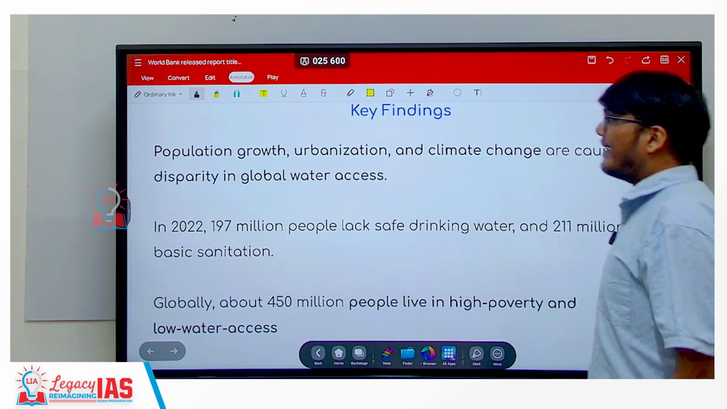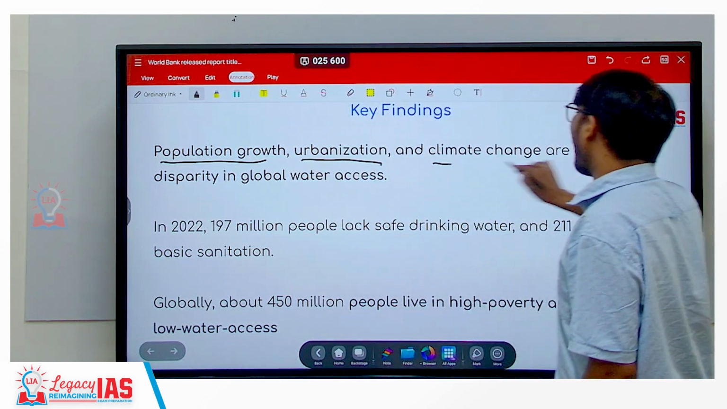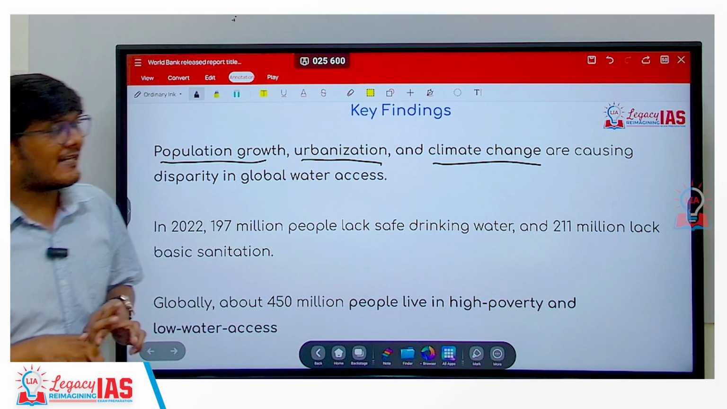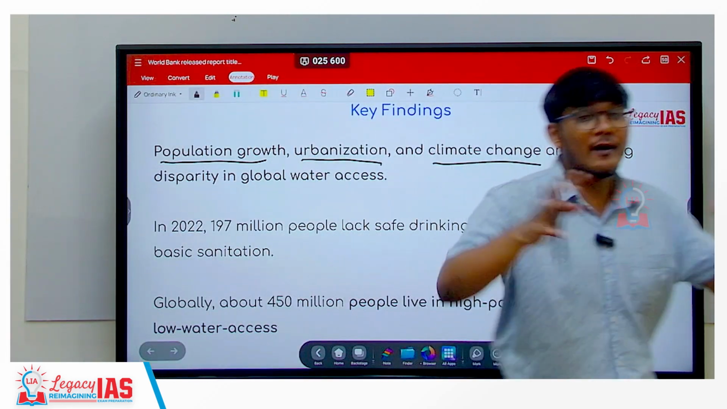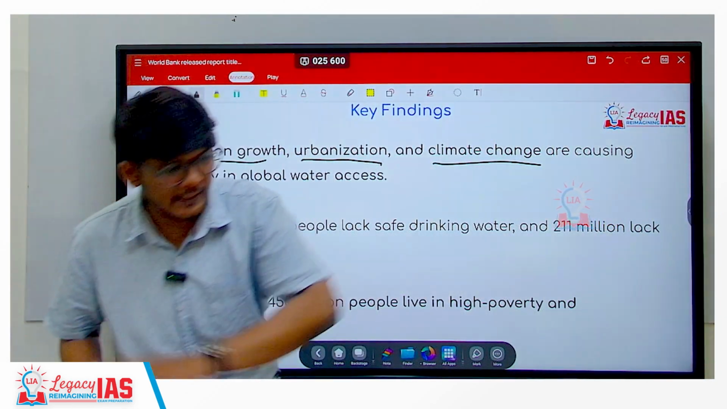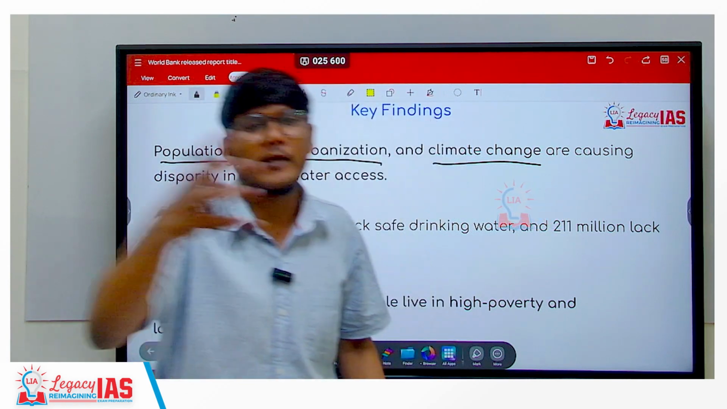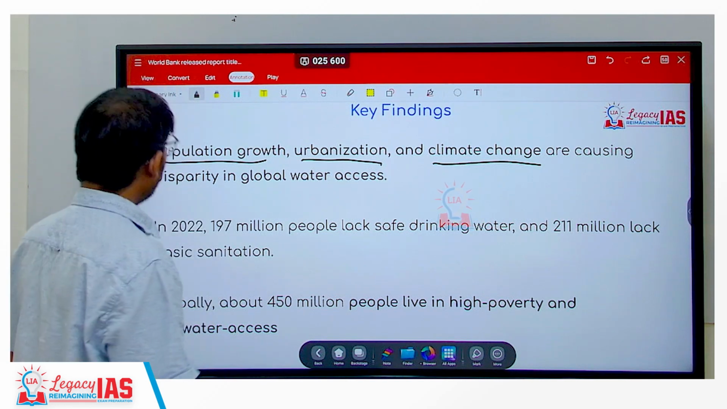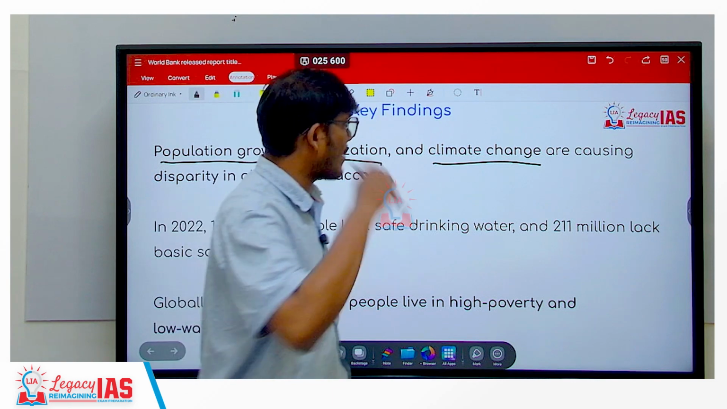What are the other findings? The other findings say that population growth, urbanization and climate change, three things. One is population growth, second is urbanization. By urbanization, what do we understand? For example, the concrete jungle that is being built up, right? When there is a concrete layer, concrete pavement, the water does not percolate, the groundwater table cannot be replenished, and indiscriminate use of water also takes place. Increasing population means more utilization or more requirement of water.